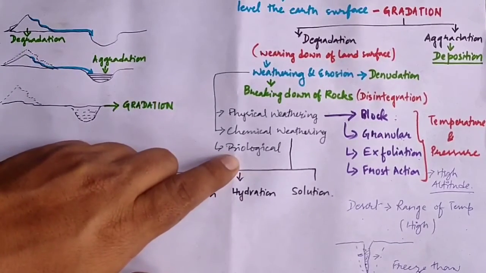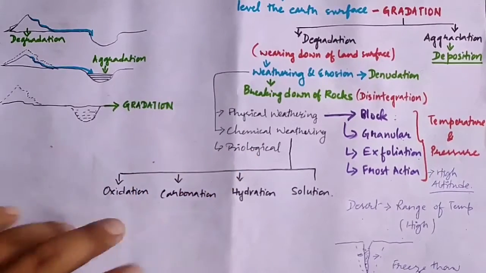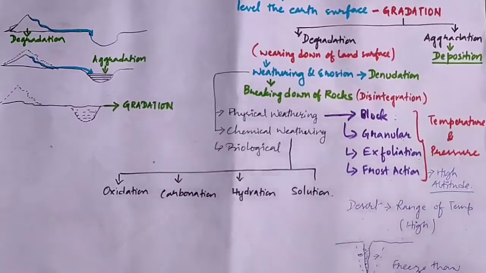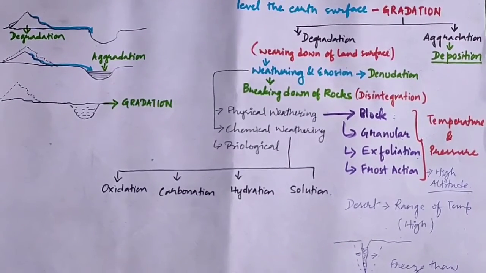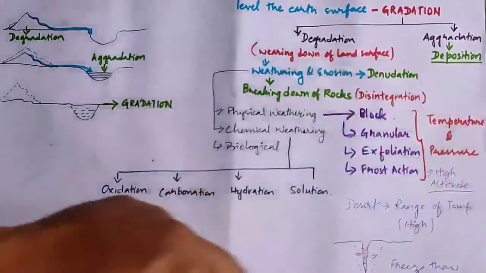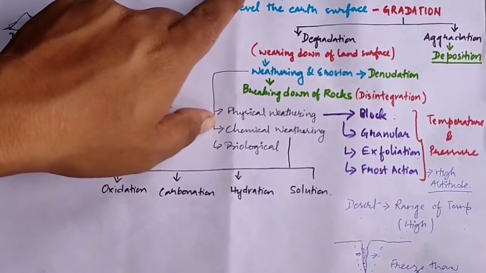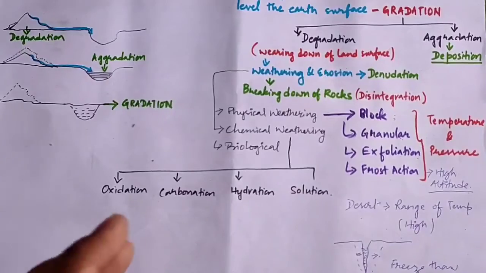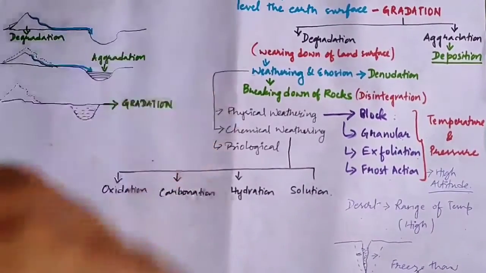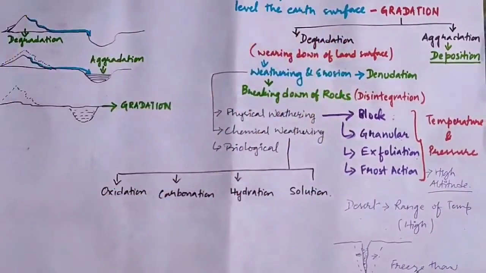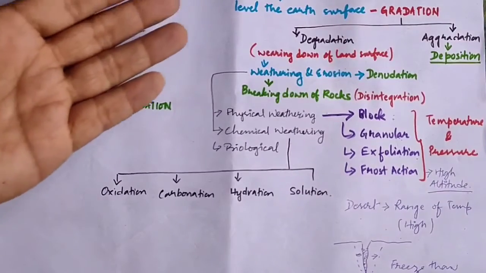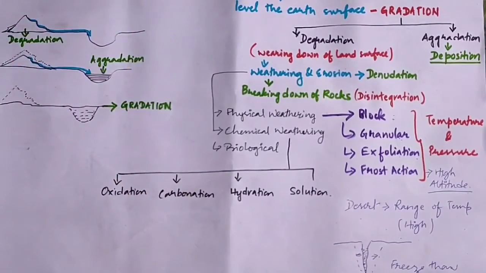Okay, so these were the different types of exogenous processes, and various processes which are involved in the formation of different landforms. In the further chapters we will be discussing the landforms which are created because of the action of rivers, glaciers, wind, underground water, etc.